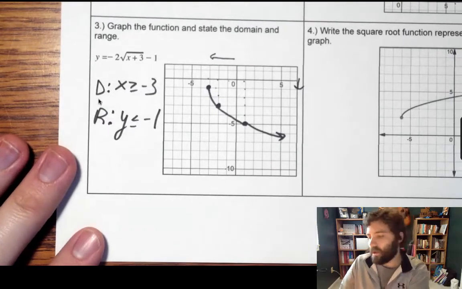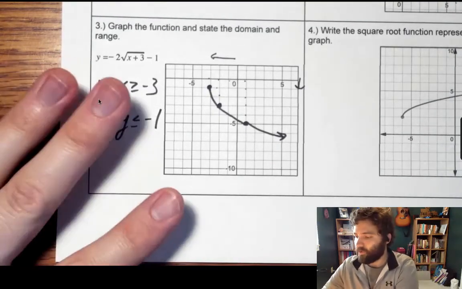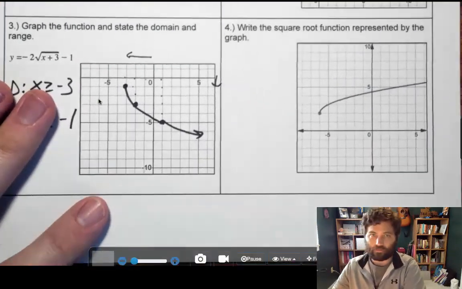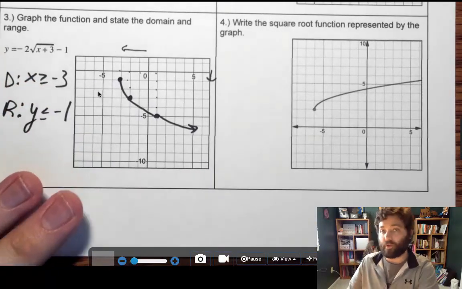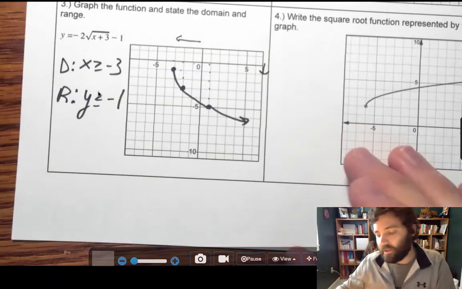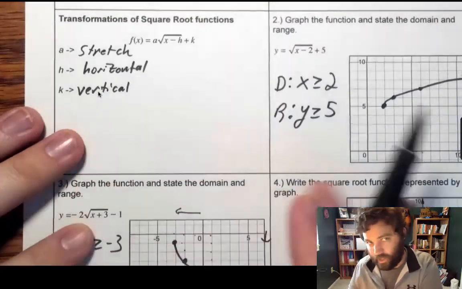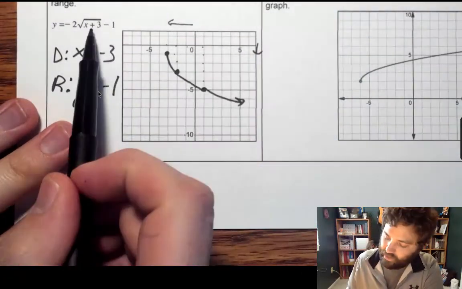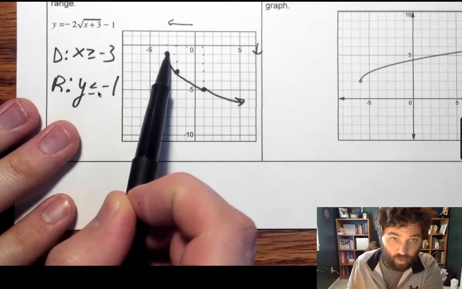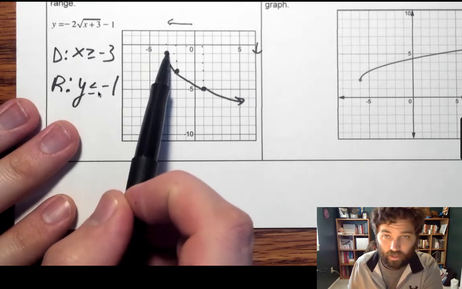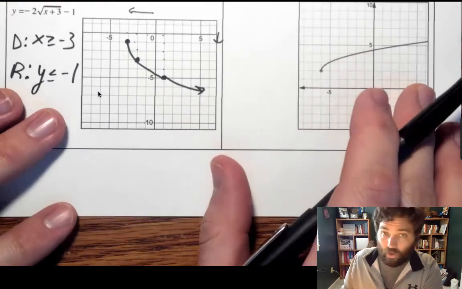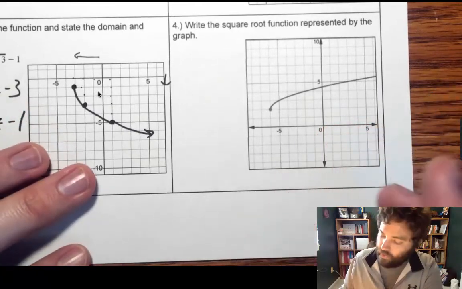Okay. Last problem, number 4 here. Write the square root function that is represented by the graph. So we said in this one, and also when we defined the transformations, we said, look, based on h and k, you can figure out where this point, the maximum or the minimum, is located. So to work back from the graph, we're going to figure out what h and k are.